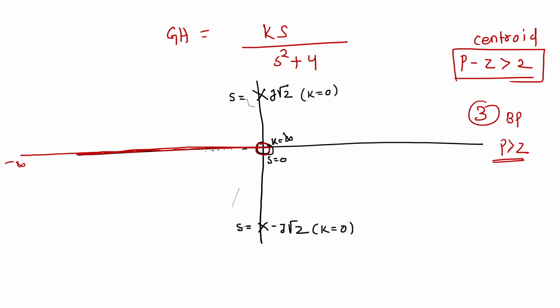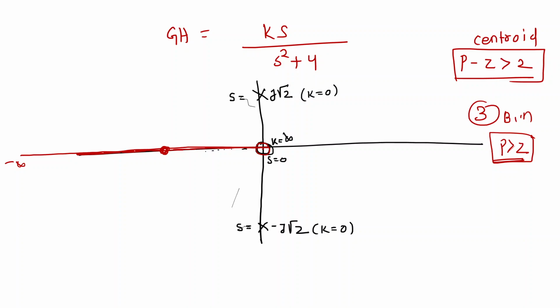The third rule says that whenever a zero is there on the real axis, and to the left of that zero there exists a root locus branch up to infinity, then definitely there exists a break-in point, if the number of poles is greater than the number of zeros. The number of poles is 2, the number of zeros is 1, so this condition is satisfied. So definitely somewhere here there exists a break-in point. Right, ma'am? Yes, sir.